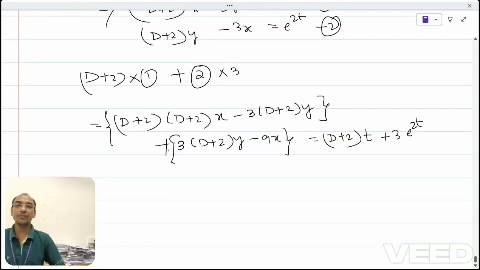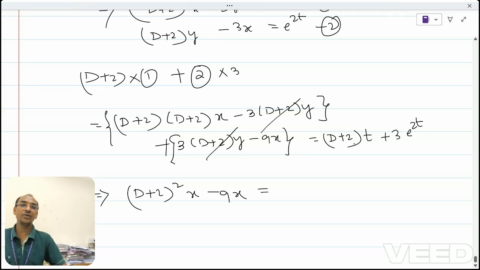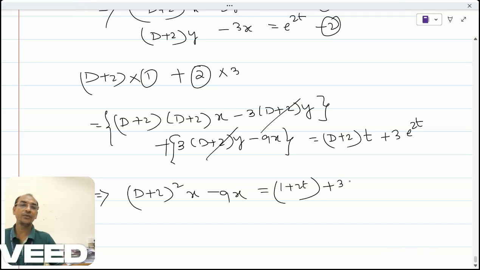So finally what will happen? You see, 3 into D plus 2y, 3 into D plus 2y will get cancelled, and the remaining thing will be D plus 2 whole square x and minus 9x will be the derivative of t is 1, 2t. So 1 plus 2t plus 3 into e to the power 2t.